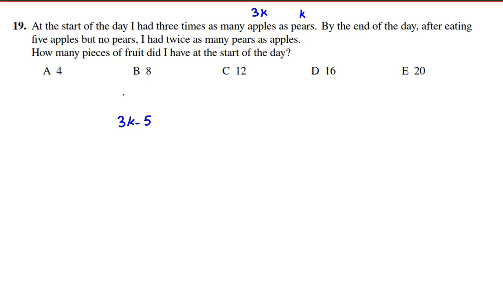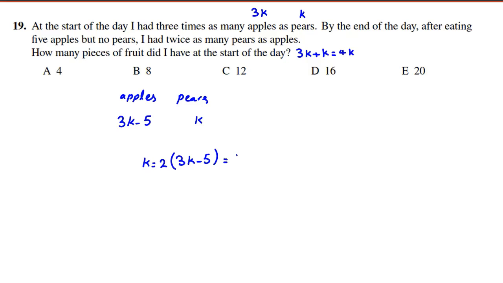But no change for purses. At the start of the day, the number of apples will be 3k and the number of purses will be k. It says I had twice as many purses. So k is, as apples' case, 2 times 3k minus 5. And then it says, how many pieces of fruit did I have at the start of the day? At the start of the day, 3k plus k, which is 4k. So we should find k and multiply it by 4 to reach the answer.